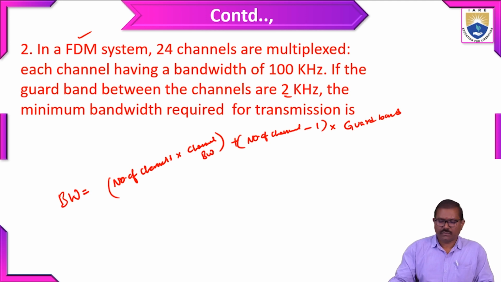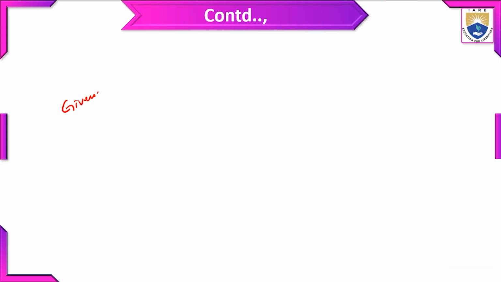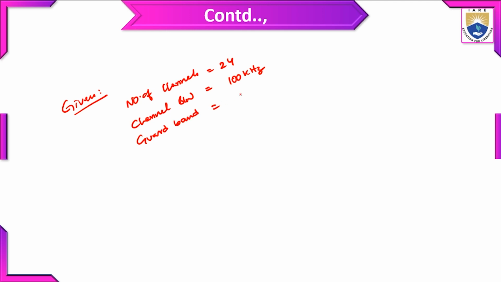Okay. So first we go for the given data. What is the number of channels? The number of channels is 24. The channel bandwidth is 100 kilohertz, and the guard band is 2 kilohertz. So this is the given data. By using the given data, we are going to calculate the bandwidth.